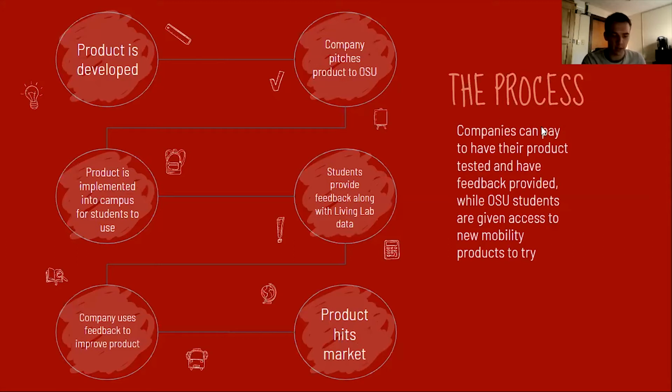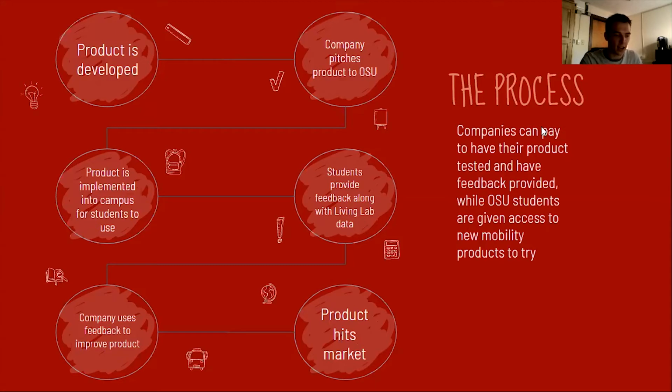Ohio State would have a team specifically dedicated to BuckeyeGO. This team would be able to determine if the product is safe to test on campus, determine what products are best to test, and determine what products could have the greatest impact on sustainability and which ones are most energy efficient. The products selected are then implemented onto campus for students to use.